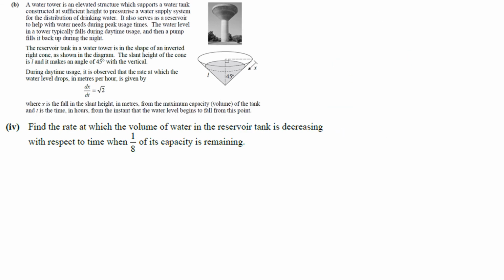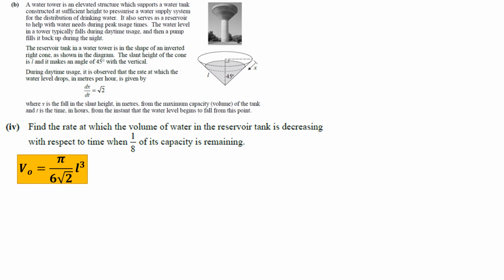So the final part of this question asks us to find the rate at which the volume of the water in the reservoir tank is decreasing with respect to time. So that is finding our dv/dt when 1/8 of the capacity is remaining. So we need to figure out when that happens. When is there 1/8 of the capacity remaining?